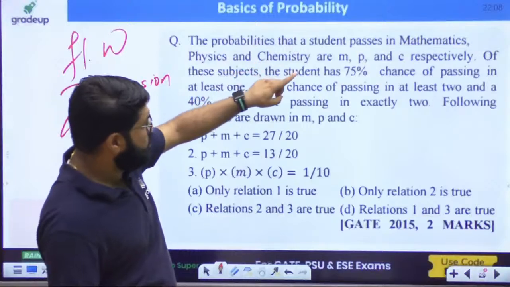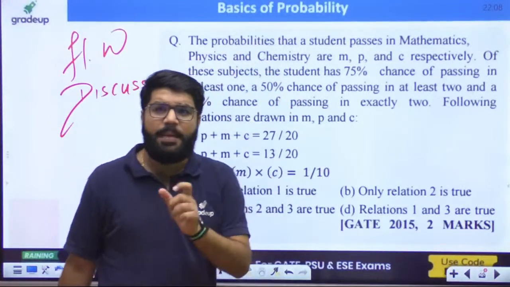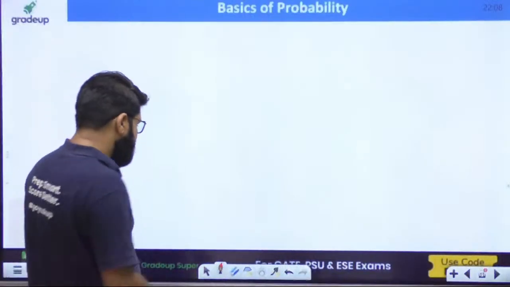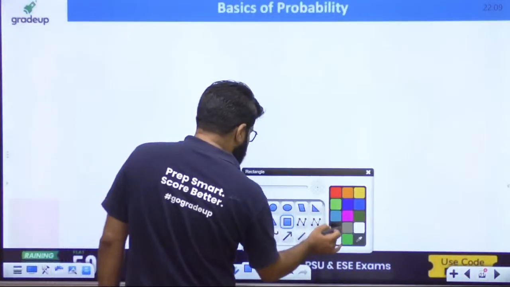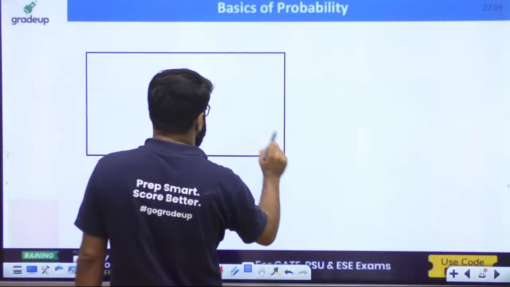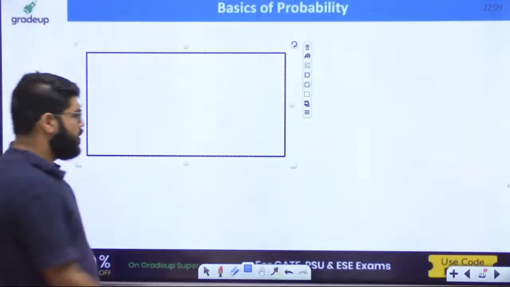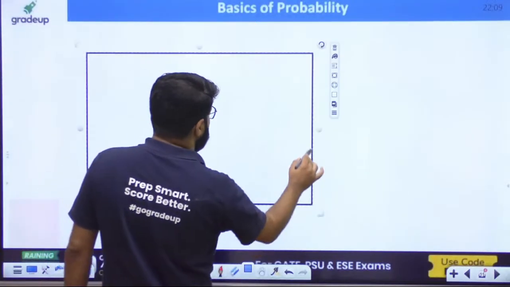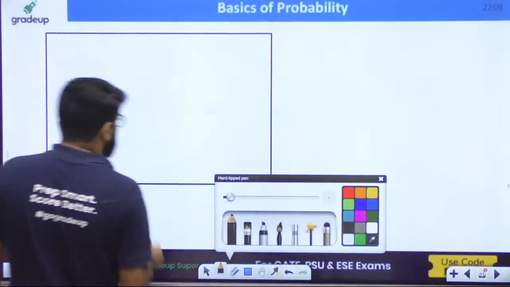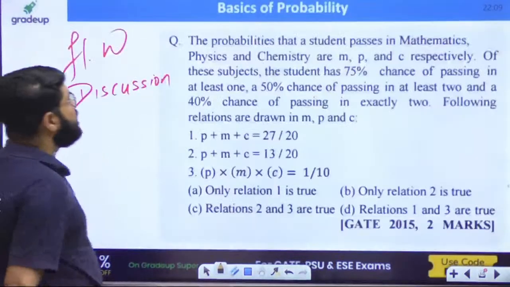So the probability that a student passes in maths, physics and chemistry, M, P, C. Three events are being described. Everybody, let us just take up the sample space. Let's say this is the sample space, and there are the three events.